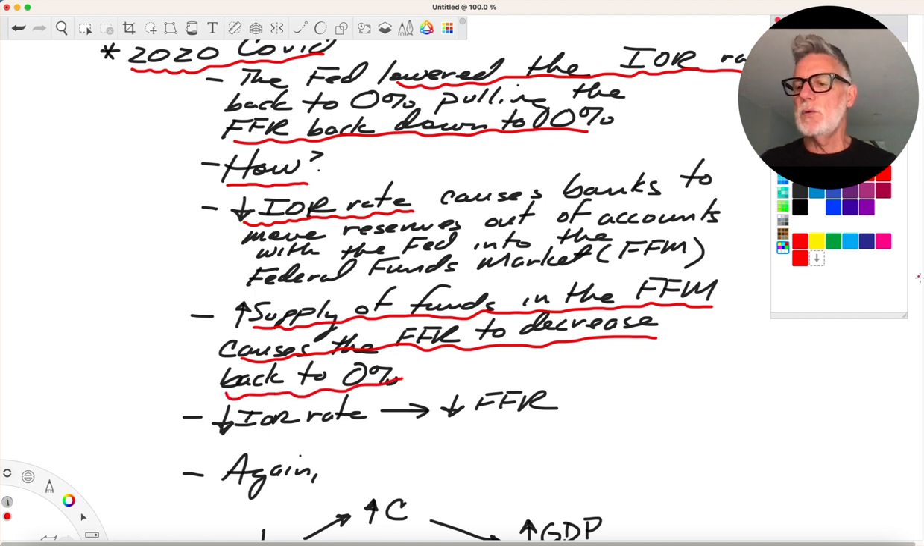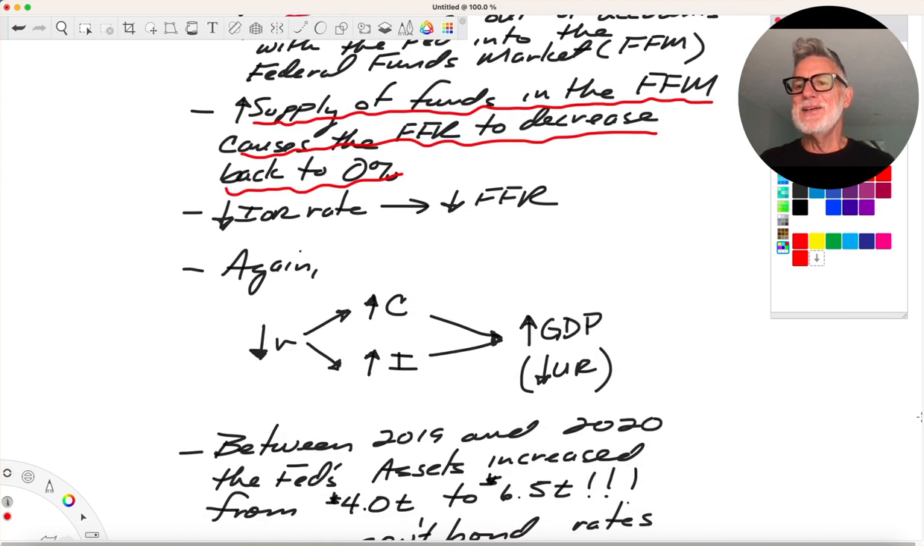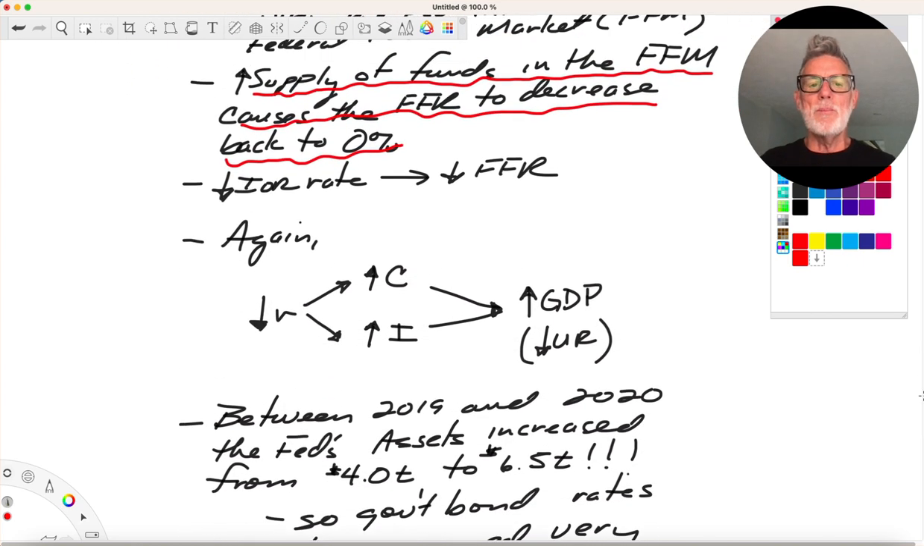And that's exactly what happened during COVID. The federal funds rate fell again back down to zero. Guess what? We're back to zero interest rate policy again. The federal funds rate fell back down to zero during COVID.